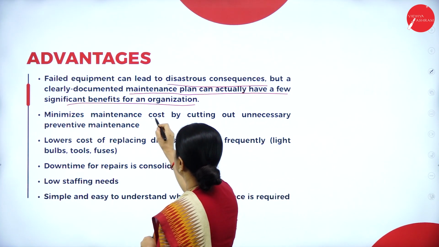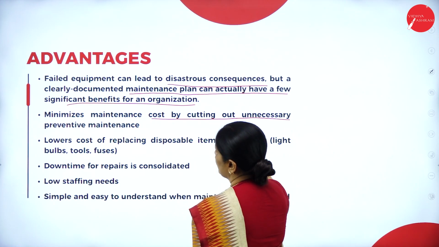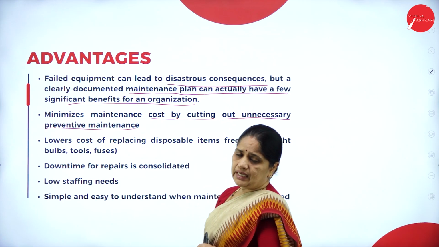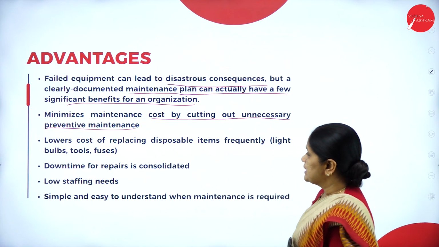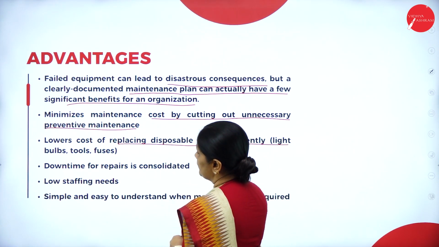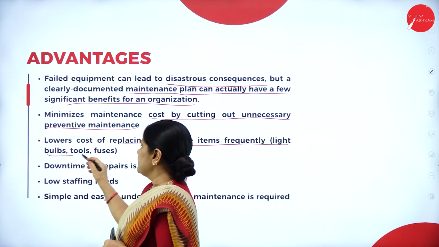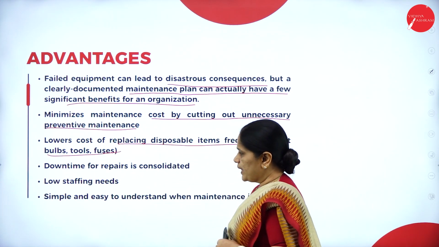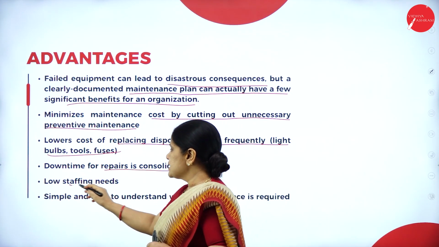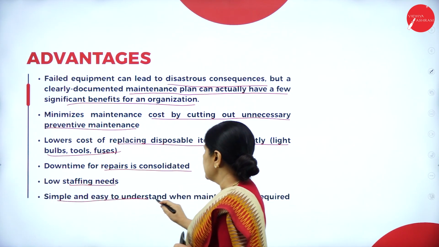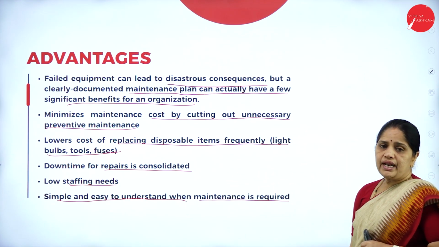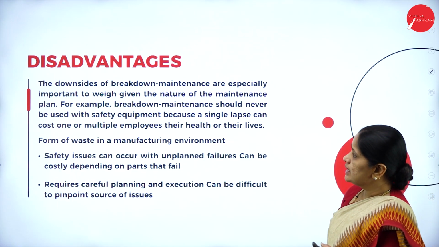It minimizes the maintenance cost by cutting out unnecessary preventive maintenance. So we can cut costs with the help of preventive maintenance, and it lowers the cost of replacing disposable items frequently, such as lights, bulbs, tools, fuses, etc. Downtime for repairs is consolidated, staffing needs are low, and it is simple and easy to understand when maintenance is required.